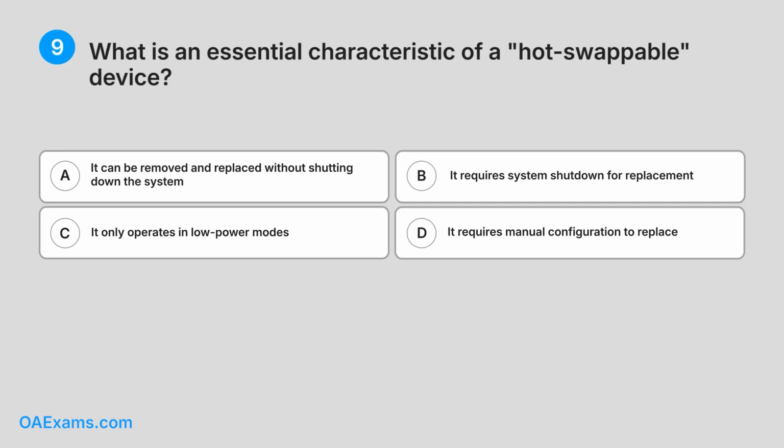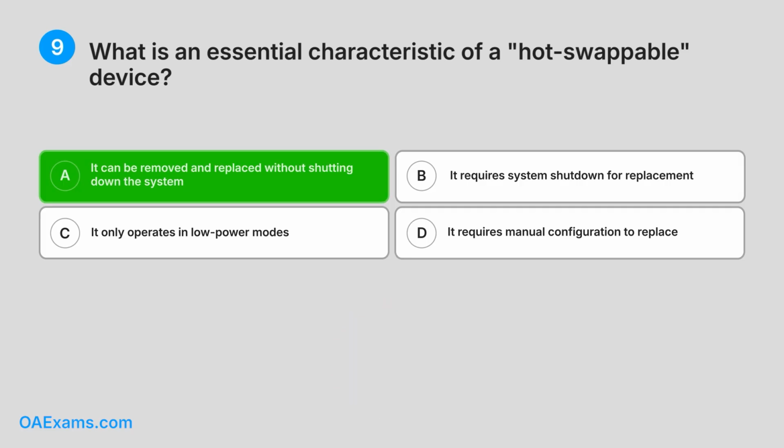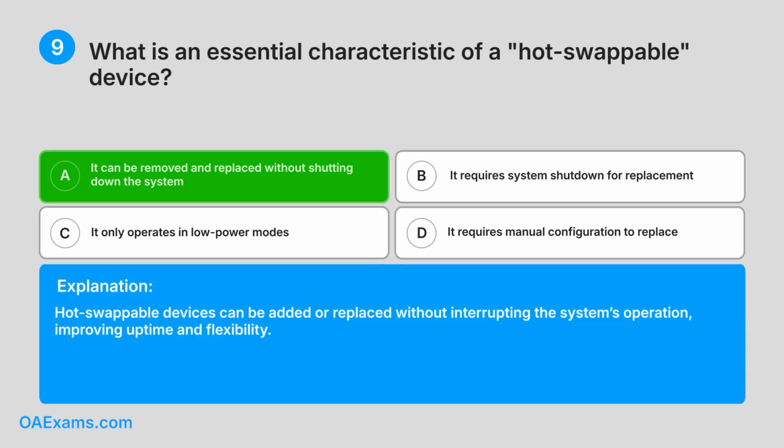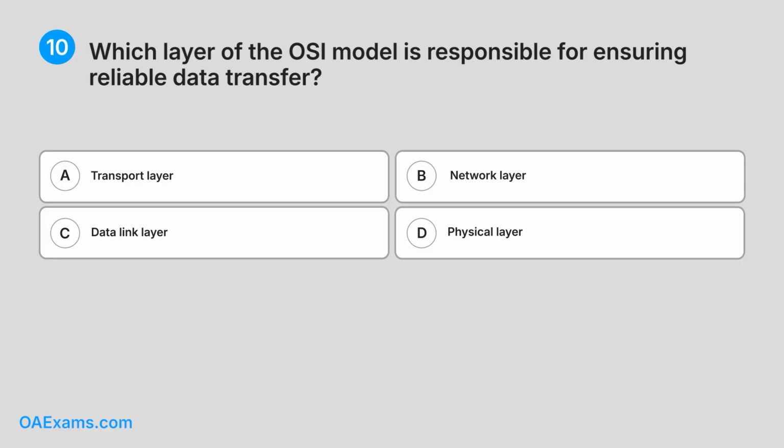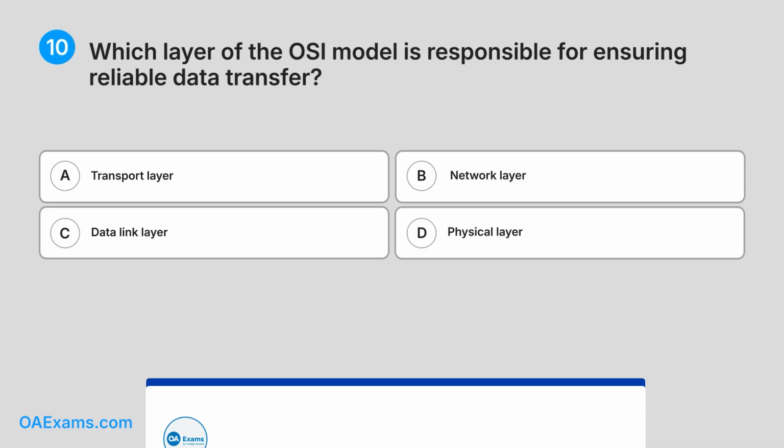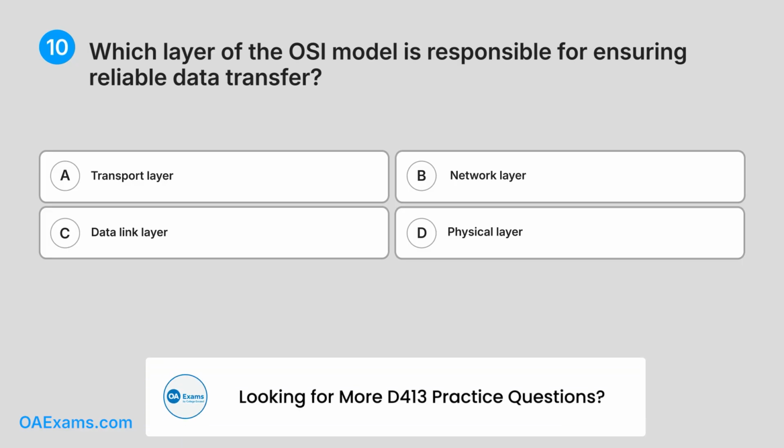Correct answer. A. It can be removed and replaced without shutting down the system. Explanation. Hot swappable devices can be added or replaced without interrupting the system's operation, improving uptime and flexibility. 10. Which layer of the OSI model is responsible for ensuring reliable data transfer?